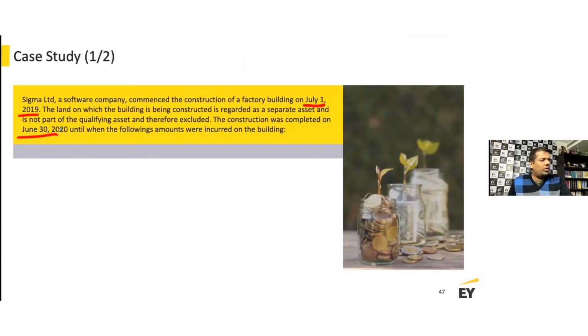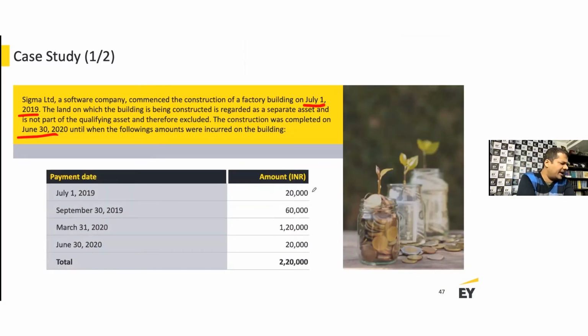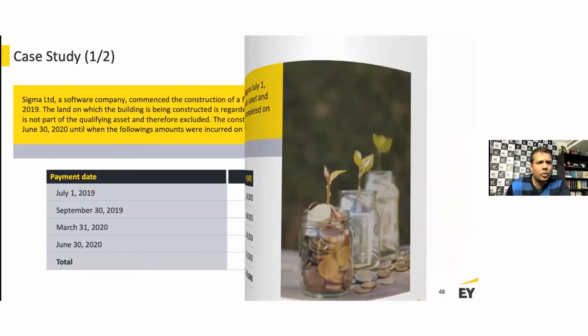Now, the following amounts were incurred on the building: July 1, 2019, 20,000; September, 60,000; March, 1,20,000; June, 20,000. The total is 2,20,000, which is the total spend I have done. I have more information here.